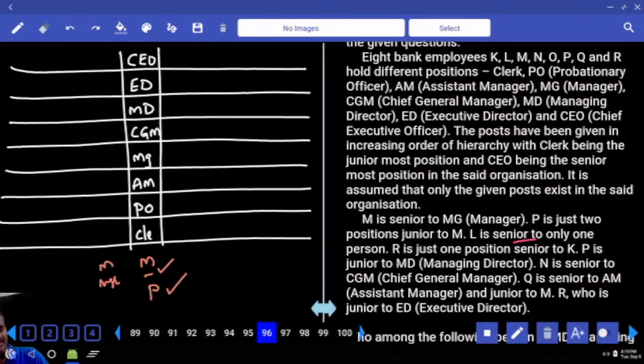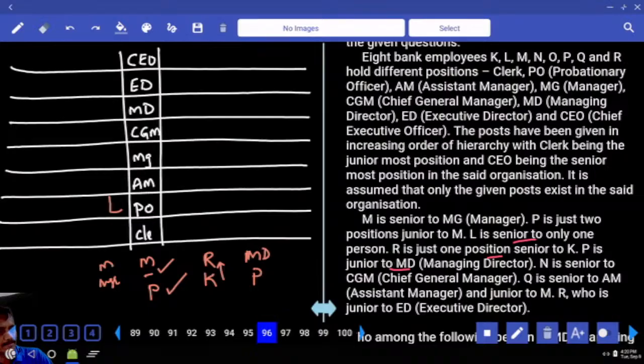L is senior to only 1 person, so L must be a PO. Then R is just 1 position senior to K. R and K must be adjacent to each other. And P is junior to MD. Now P is junior to whom? MD. As P is junior to MD, MD is here and P is after this MD.